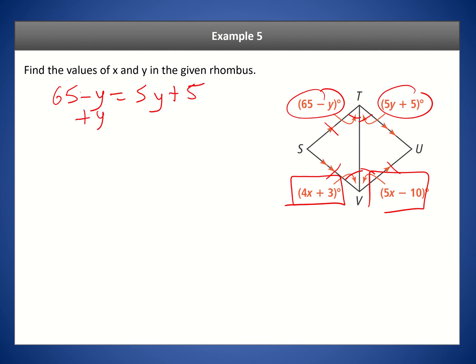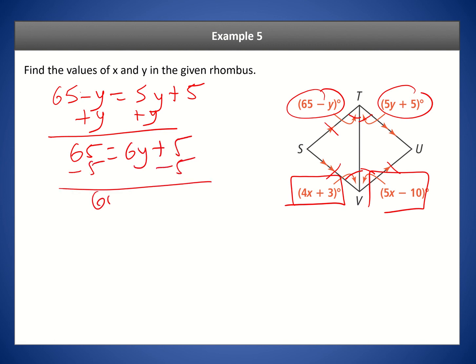So I'm going to add y to both sides, and I'll get 6y plus 5 on the right-hand side. Then I will subtract 5. So we have 60 equals 6y, divide by 6. So y is equal to 10. 6 times 10 is 60. So we have our value of y.